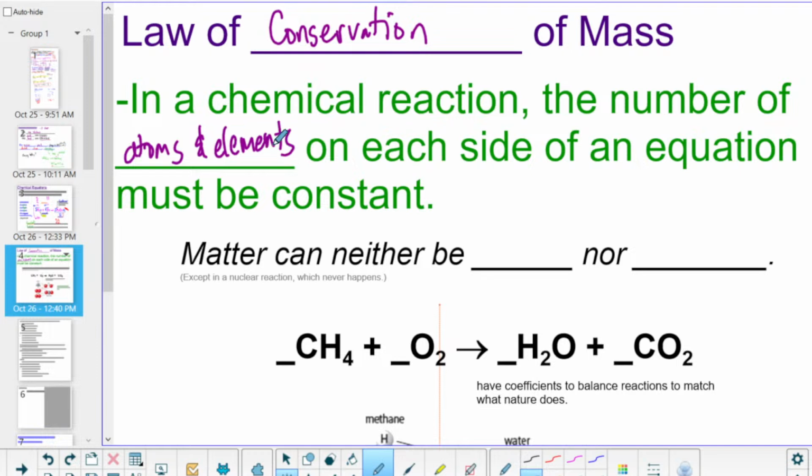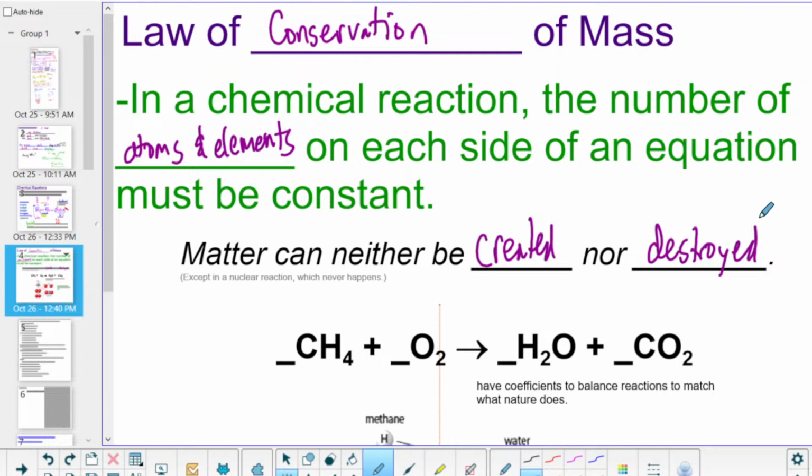I used to say just atoms, but then someone said, but I do have the same number of atoms on both sides. And I said, yes, but you have changed some of them. They've become brand new atoms. And that's the part that's not okay. So you have to have the exact same atoms of the same elements on both sides by the time you're done balancing. Matter can neither be created nor destroyed, except in a nuclear reaction, which never ever happens, except it being the largest reaction that occurs in our solar system.